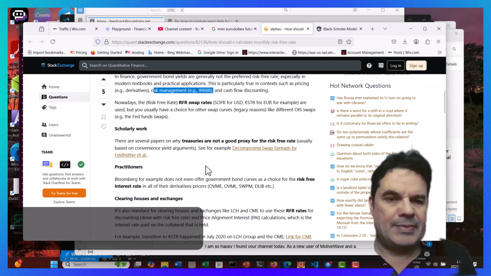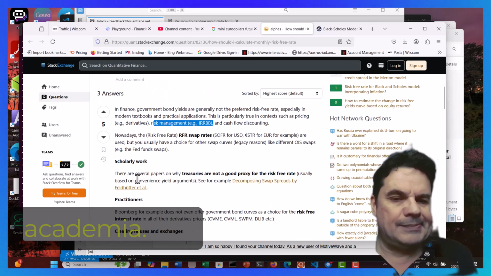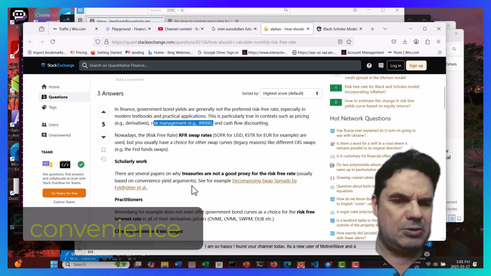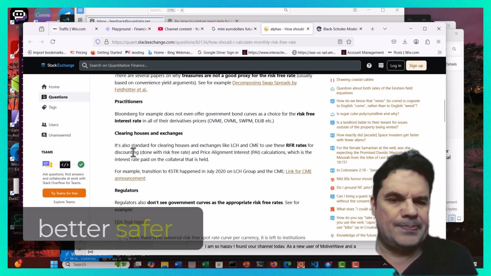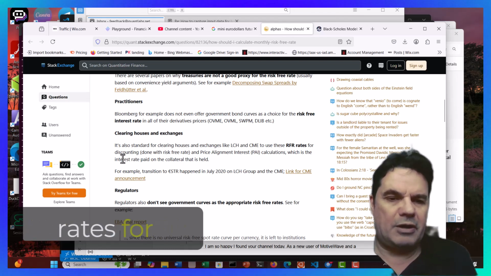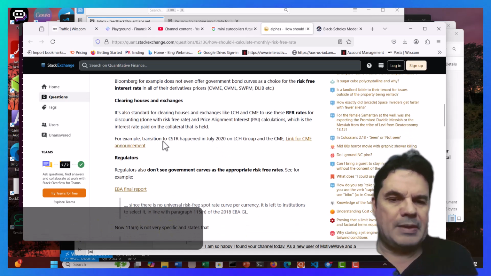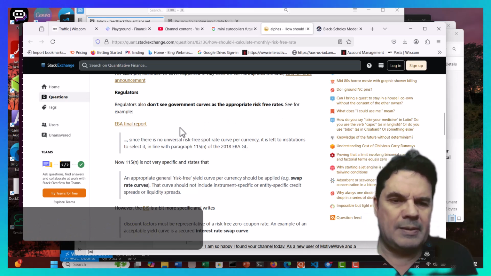Clearinghouses and exchanges. Let me just go back here. So there's all this scholarly work in academia. Several papers say Treasuries are not a good proxy for a risk-free rate, based on convenience yield arguments. Okay, clearinghouse is probably the better, safer place to go. The standard for clearinghouses and exchanges like LCH and CME is to use RFR rates for discounting, done with price alignment calculations, which is the interest paid on the collateral that is held. Okay, so got the links there. Regulators don't see government curves as the appropriate risk-free rate.